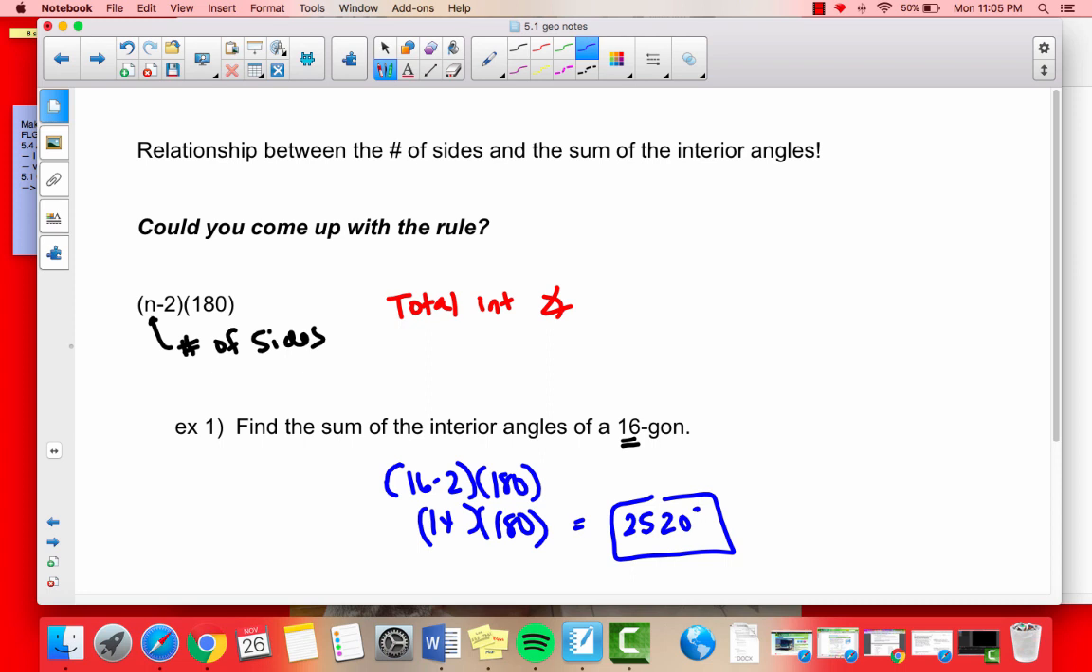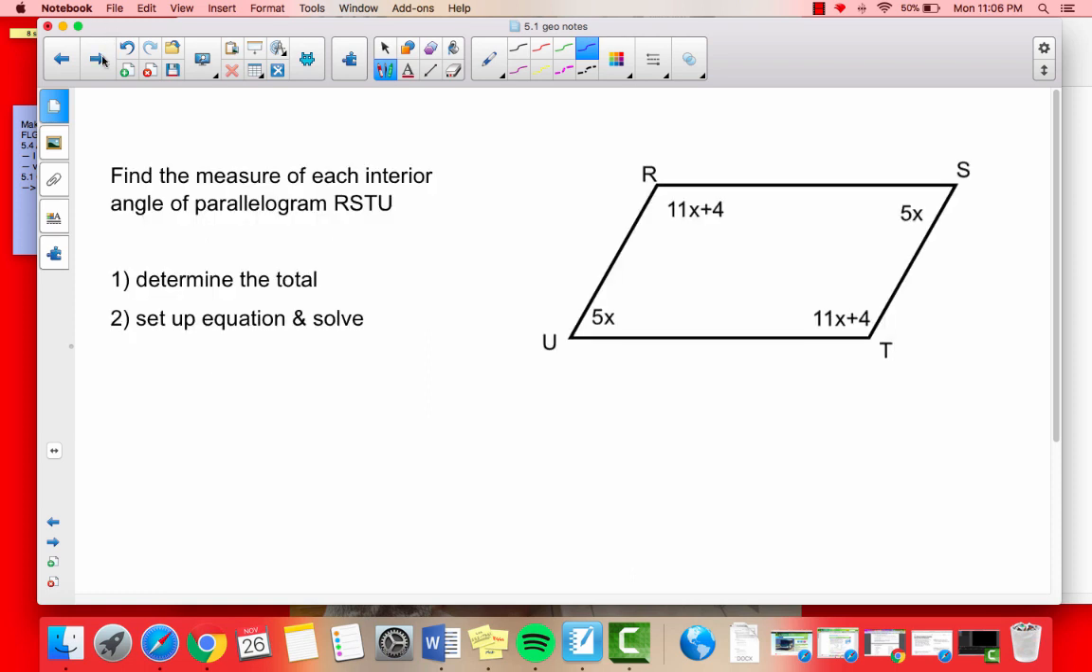Now, using that concept, we can find the measure of missing angles if we are given equations. So in this example, I give you the parallelogram RSTU, and within that I give you equations for each angle. What you should notice is that the opposite angles are equal, which is actually going to save us a little bit of time. And we noticed also that it is a four-sided figure. So when you're solving for this one, you have to determine the total first, and that's going to be based on the number of sides. If you think back to the first slide, we know all four-sided figures have a total that's equal to 360. Obviously, if it was an 8-sided figure, our total would be something higher.